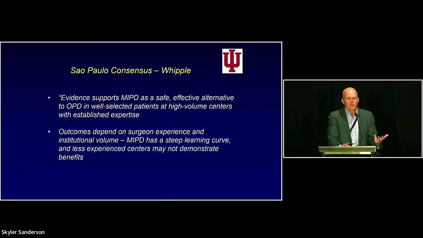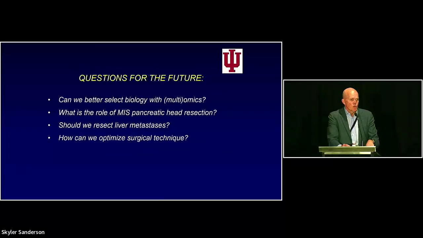So the jury is out, I believe, in my heart, in my anecdotal experience, as well as the experience nationally and internationally. So what are the questions for the future? Again, can we help select patients? Can we identify patients with the best biology to subject them to a major operation with the highest chance of interrupting the natural history of this tumor?